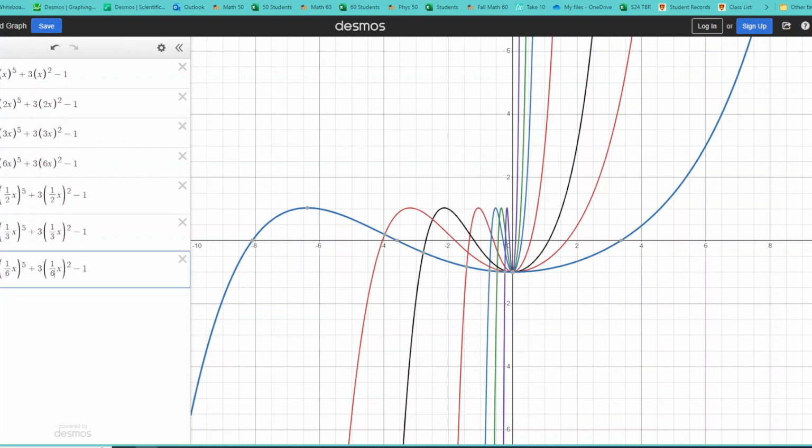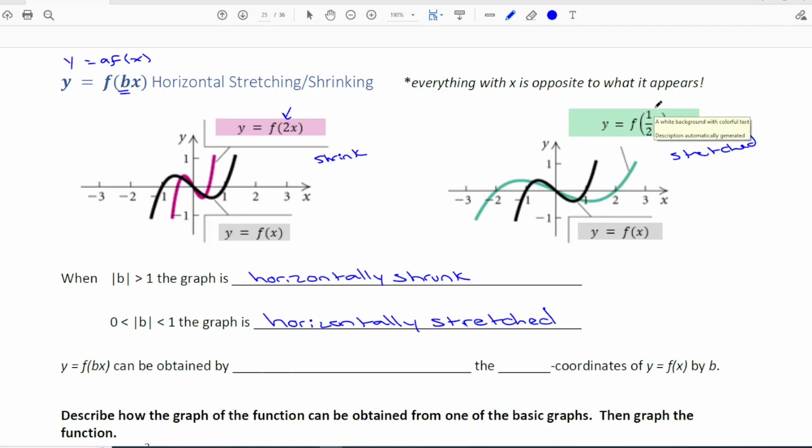So what we want to look at is, why does this happen? Why is it opposite to how it appears? And so how can we explain or rationalize in our head that we should always do the opposite? I'll just finish off this part of the note and then we'll talk about that in the table of values below.